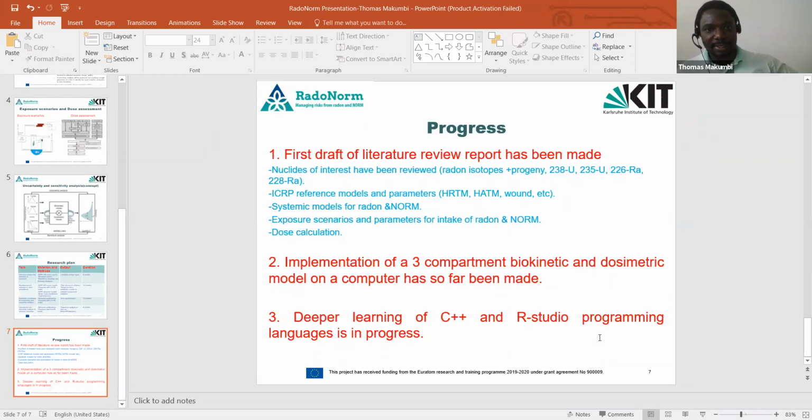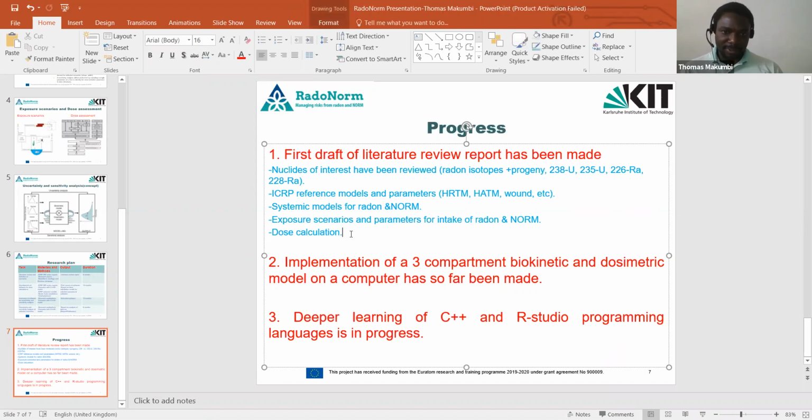So far, the progress that has been made, I've generated the first draft of the literature report. And in that report, I've included the radionuclides of interest to me that will be of study, but of course, these are subject to your judgment. Then I've also reviewed literature on the existing models by ICRP, as in getting to know how they work and the science behind them. That is the HRTM, HATM, and the wound model. Then I've also reviewed systemic models for Radon and NORM and the typical exposure scenarios and parameters for intake of Radon and NORM. Then I've also done some dose calculation.